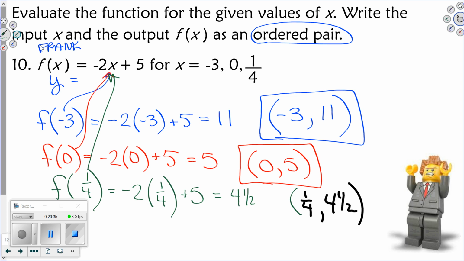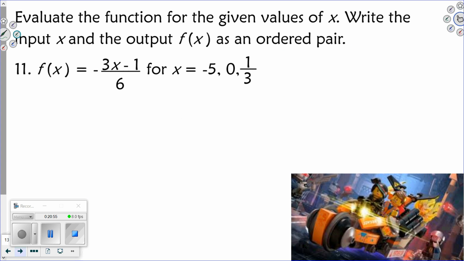All right. So how are we feeling on function notation? It's just a name. F is not a variable. Do not think you're solving for an f. It does not mean f times 1/4. It's just saying, hey, this is Frank's machine. I'm plugging in a 1/4. What happens? That's all function notation is. Okay? So guys, try number 11 on your own.